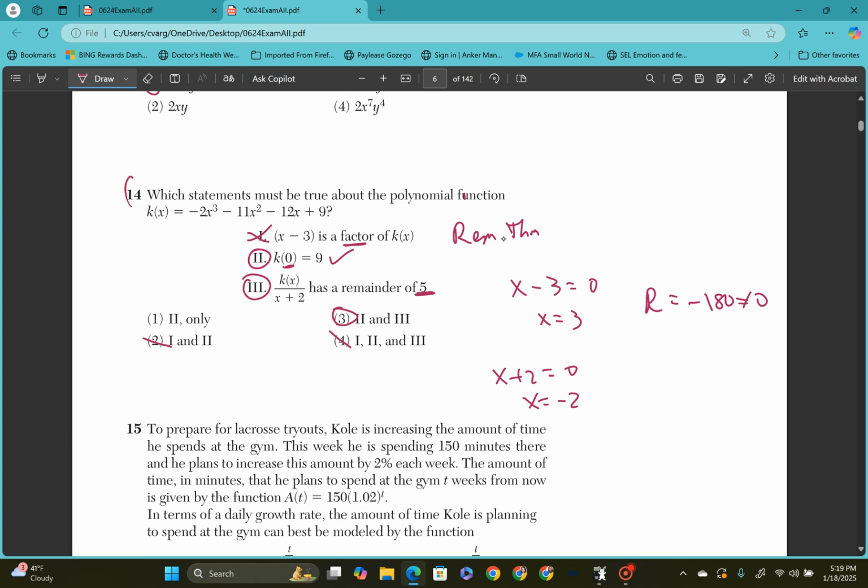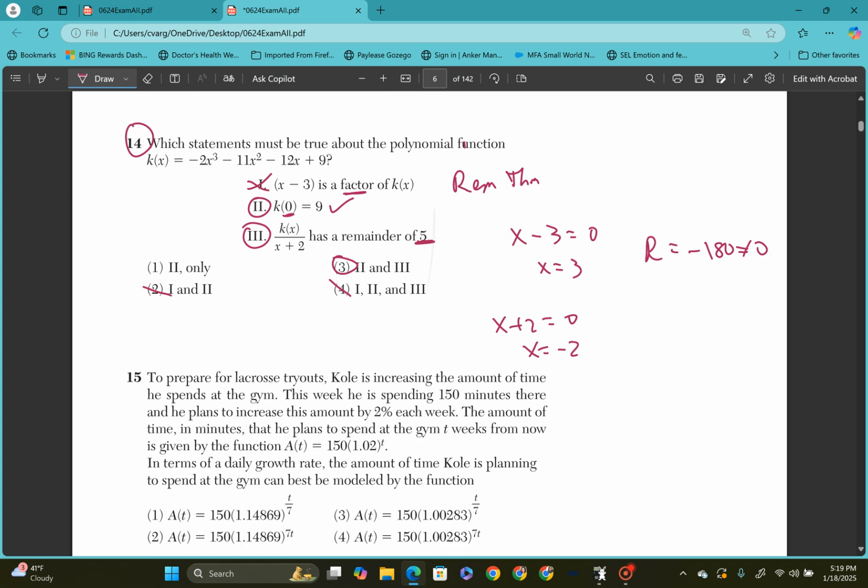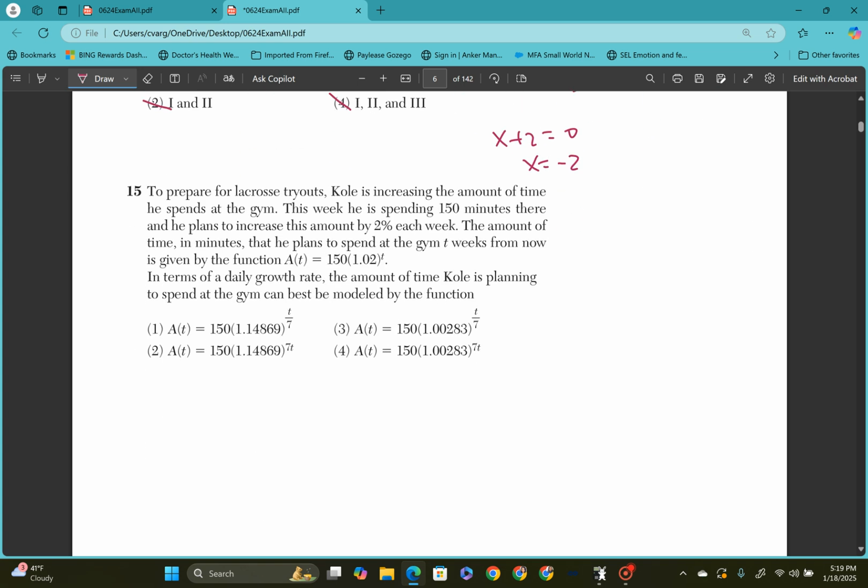So that is 14 questions. Right now we are passing the regions, okay? But let's keep going. To prepare, it says can best be modeled. So we can take this function right here, right? And we want to see which of these functions matches it. We want to see which one is the same thing as it.